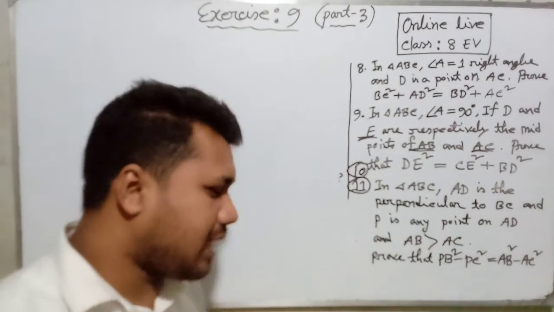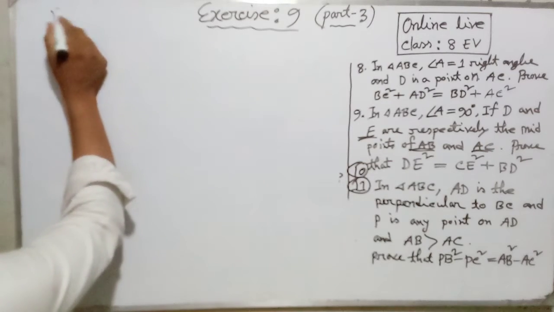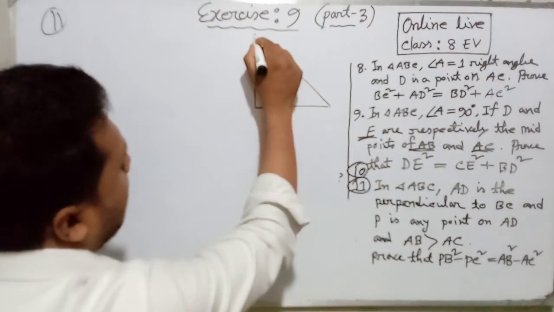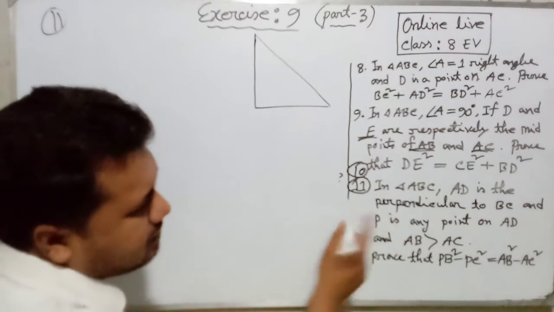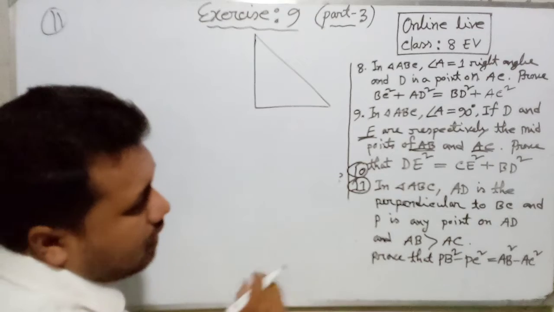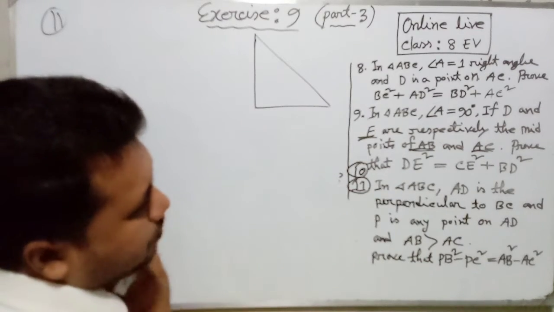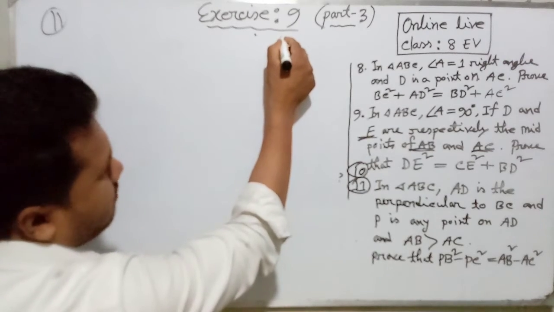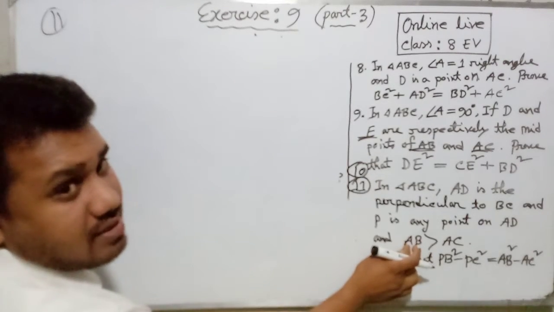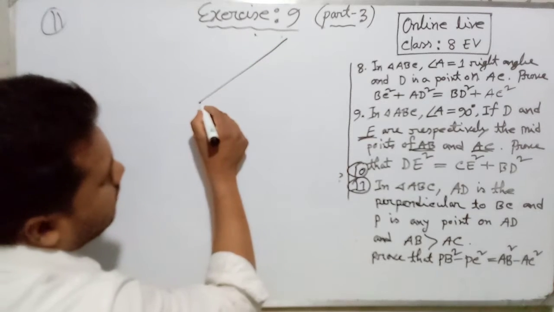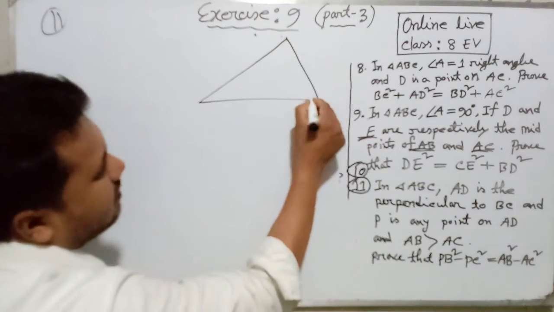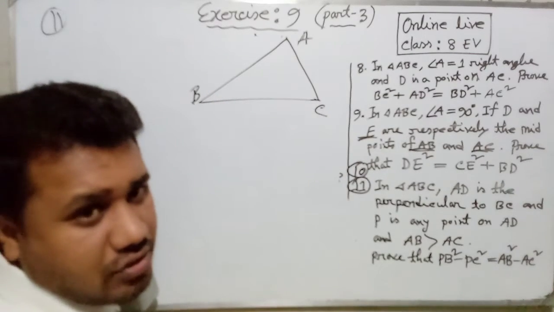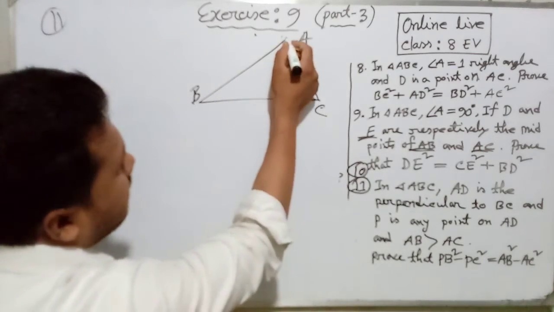So dear student, at first we can draw the figure. Suppose this is our problem number 11. Look, dear student, problem number 11 said that AD is perpendicular to BC. So we can draw the figure. There is no right angle mark. And AB will be greater than AC. Clear? So we can write this is AB, and suppose this is AC. Clear, dear student? So now we can write AB greater than AC.